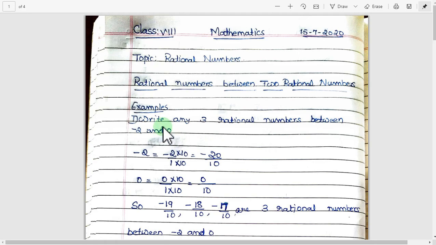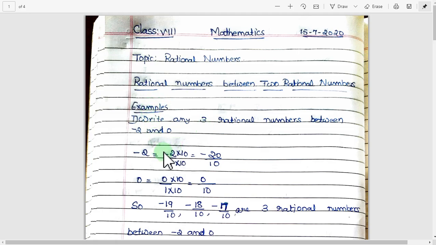See children, here -2 and 0 are not yet written as rational numbers. First we have to write -2 as a rational number. So -2 by 1 is a rational number, and 0 divided by 1 you have to write, then it will be converted into p by q form. Now it is a rational number. Now we have to find three rational numbers between -2 and 0.